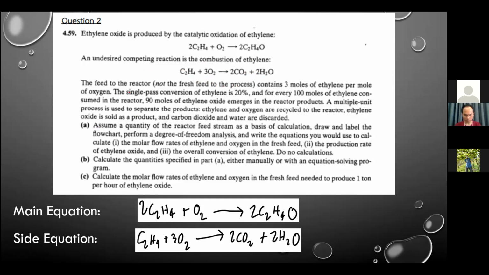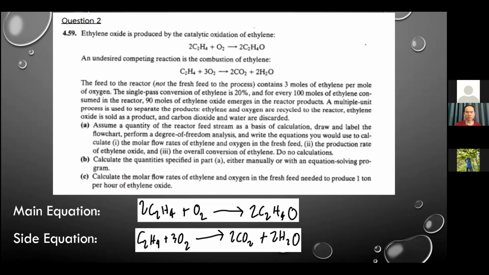The feed to the reactor, not the fresh feed to the process, contains 3 moles of ethylene per mole of oxygen. The single pass conversion of ethylene is 20%, and for every 100 moles of ethylene consumed in the reactor, 90 moles of ethylene oxide emerges in the reactor products. A multiple unit process is used to separate the products. Ethylene and oxygen are recycled to the reactor. Ethylene oxide is sold as a product, and carbon dioxide and water are discarded.